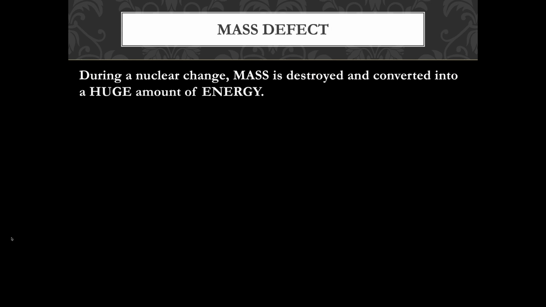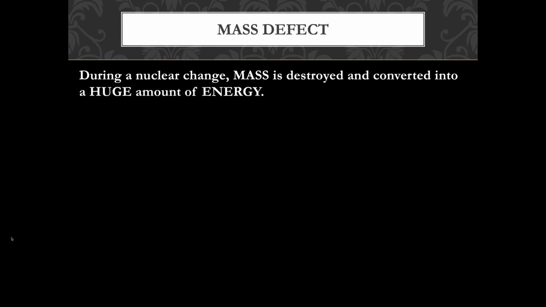During a nuclear change, mass is destroyed and converted into a huge amount of energy. Now, wait a minute. I thought you said you couldn't create or destroy mass. Wait a minute. I thought you said you couldn't create or destroy energy. Well, yeah, the laws of conservation apply to physical and chemical changes. But during nuclear changes, mass is destroyed and converted into energy. It turns out that mass is just super concentrated potential energy.